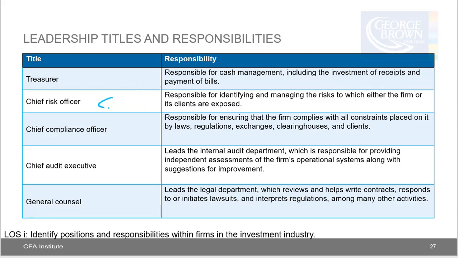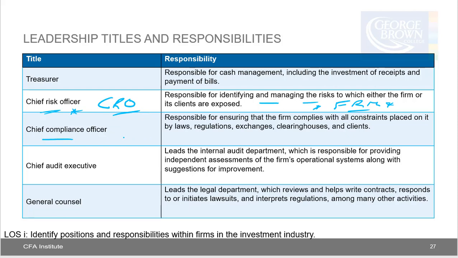Carrying on now, the chief risk officer. So sometimes you might hear CRO, chief risk officer. That is the role that's responsible for identifying and managing the risks to which either the firm or its clients are exposed. Okay, there's a very good designation, FRM, financial risk manager. Not similar to the CFA, but different in that its emphasis is on risk management, and that would be a designation that you might need if you're interested in someday becoming the chief risk officer, the CRO.